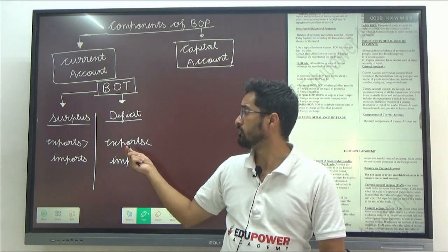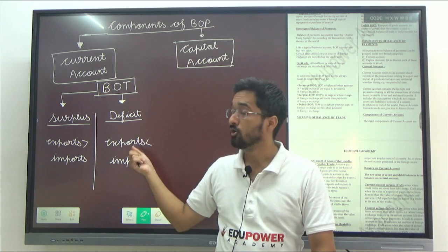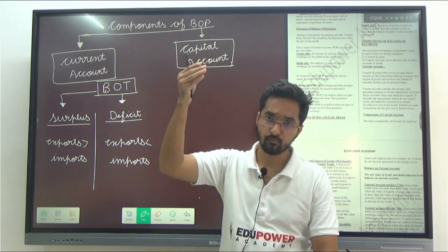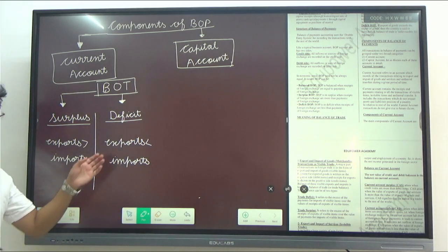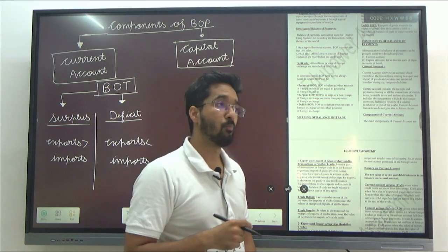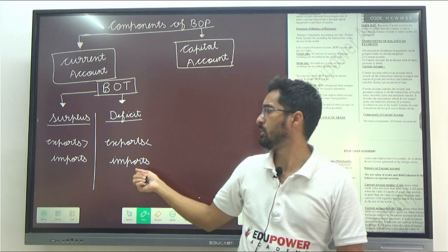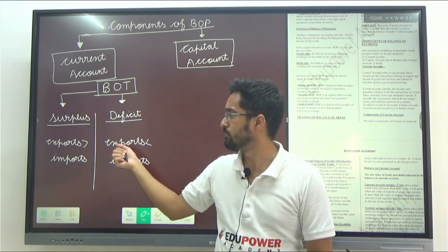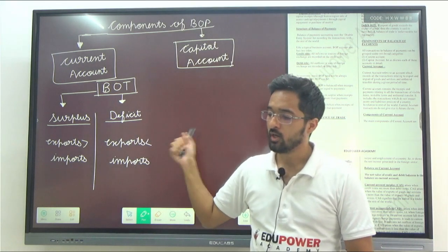Why? Because if we are exporting less and importing more, foreign currency will go outside. Our export is less and our import is more. So, if our import is more, we have to pay money to other countries. More money has to be paid to other countries as compared to the money which India receives. So, it is a case of BOT deficit.